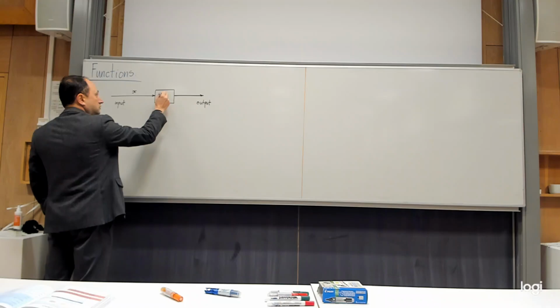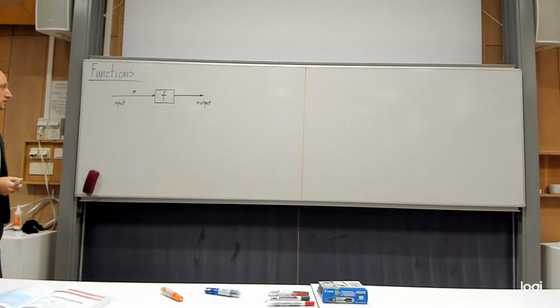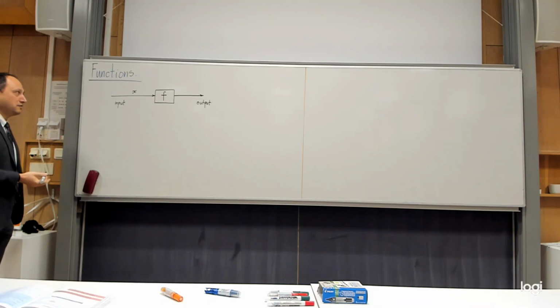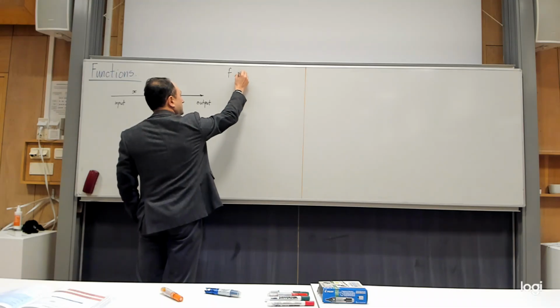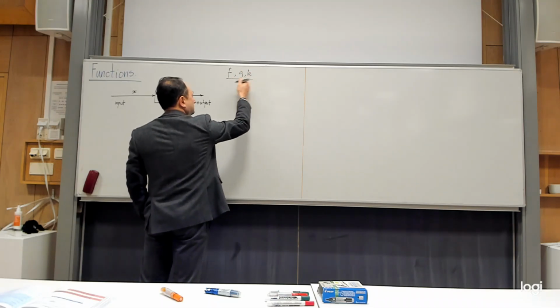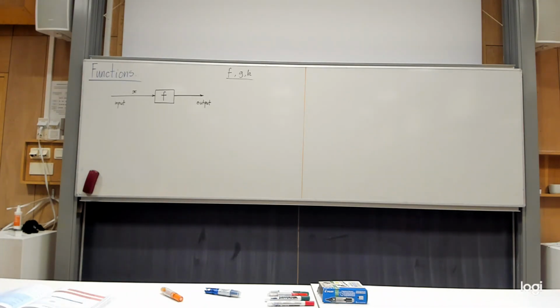So let me call it with the letter F. It is common that we denote a function with the letter F. These are the letters reserved for functions: F, G, H. These are typical letters used for denoting a function, but of course it is not compulsory. You can use whatever you like, yes? So what is the meaning?